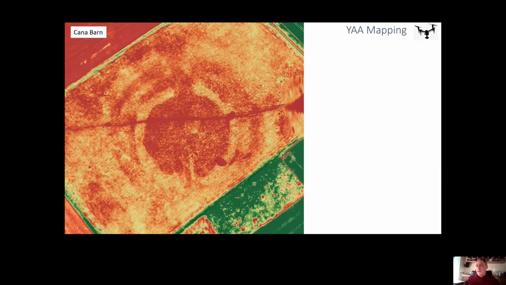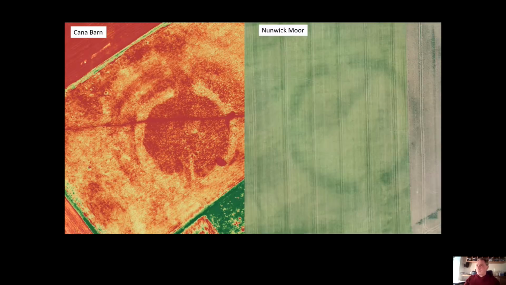And Carnaby Barn, absolutely stunning image. We can clearly see the causeway entrance here. There's the opposing entrance, and you can see the ditches and the banks showing up beautifully on this false colour crop image, and we can come back to that one in a little while.